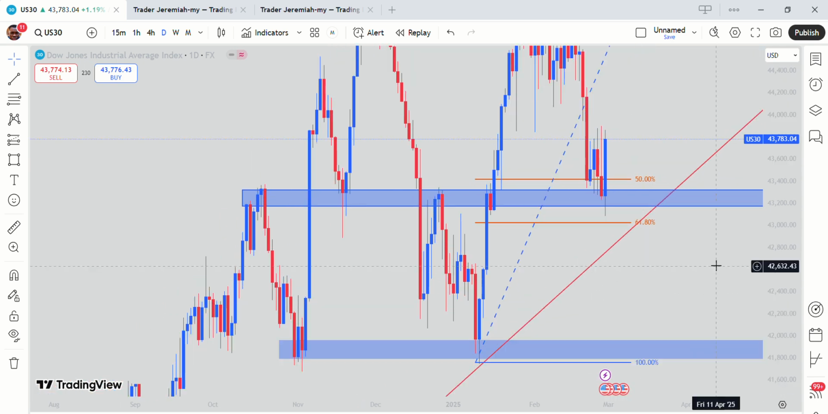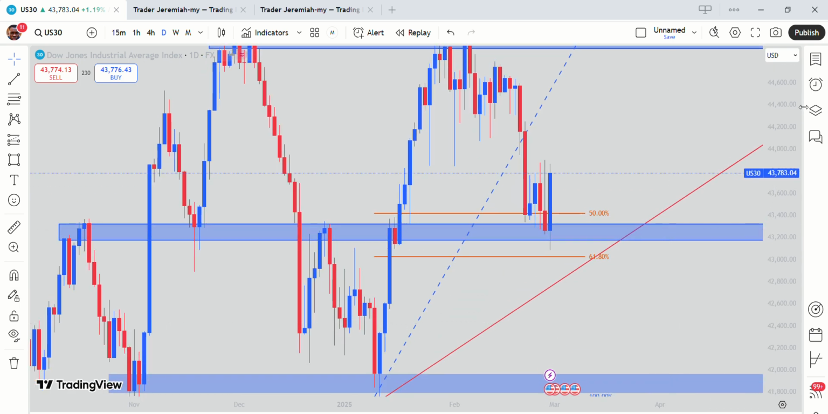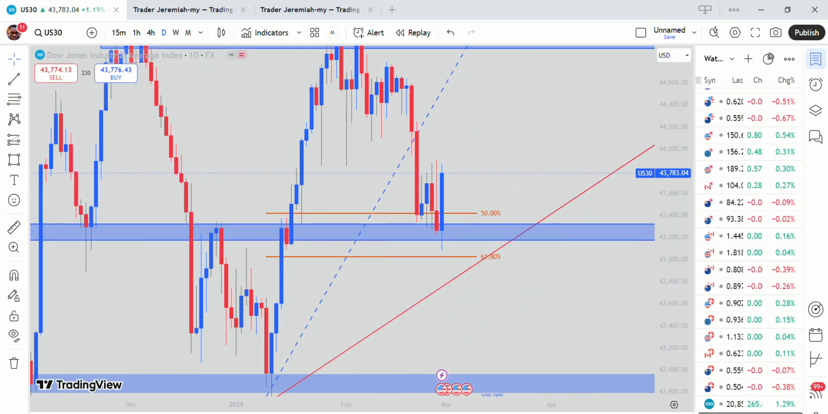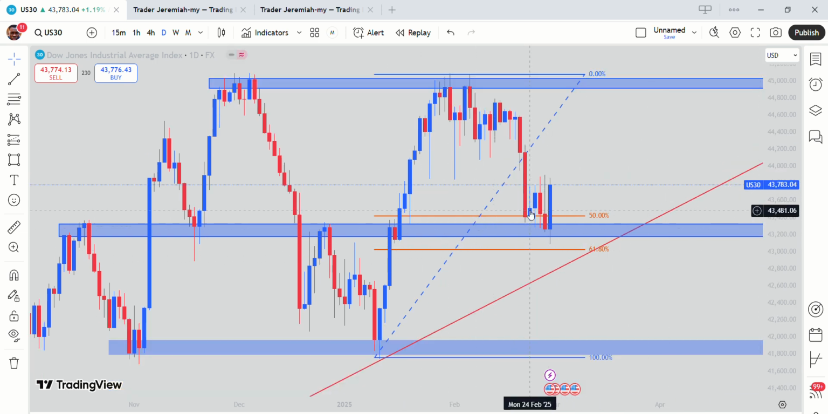But I also said that if I can see price come into this region, this Fibonacci retracement zone and this support level, then I'll be looking for a buying opportunity if I see a bullish engulfing candlestick.